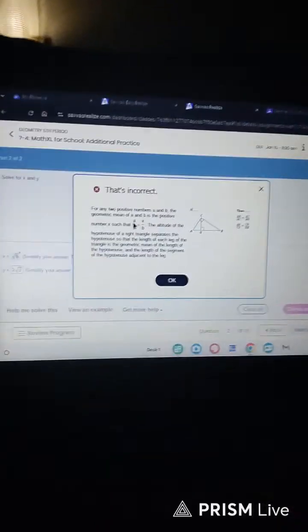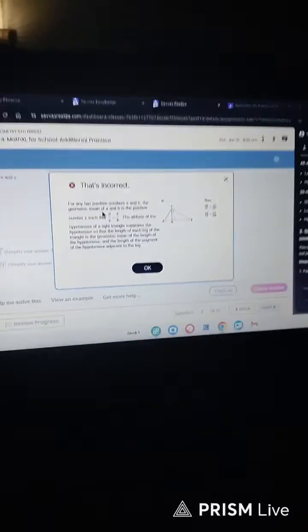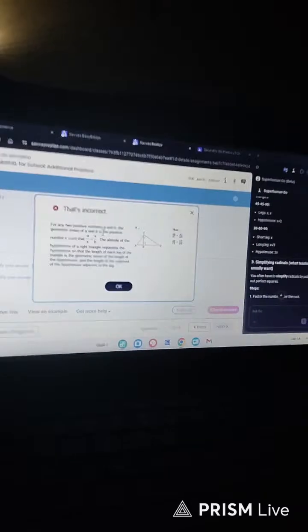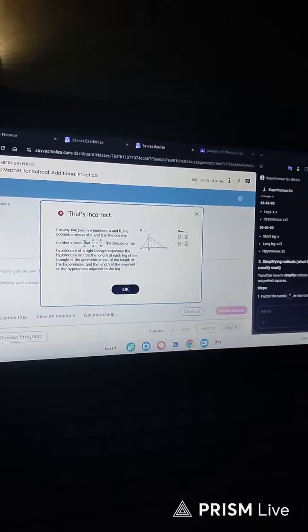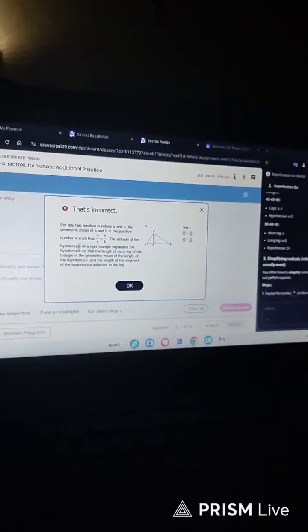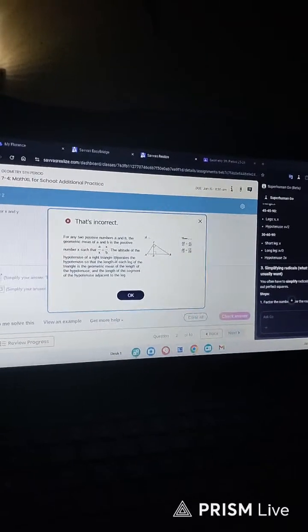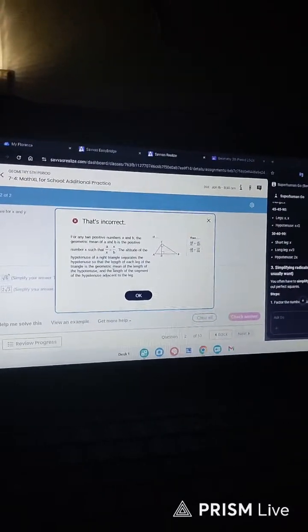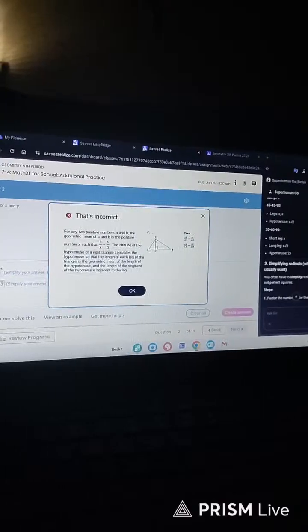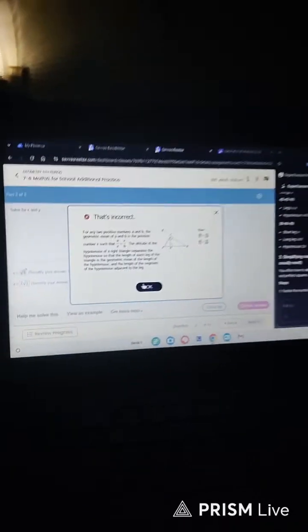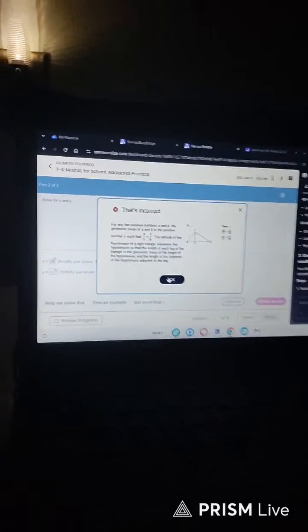It's not. For any two positive numbers A and B, the geometric mean of A and B is the positive x such that A over x equals x over B. The altitude to the hypotenuse of a right triangle separates the hypotenuse so that the length of each leg of the triangle is the geometric mean of the length of the hypotenuse and the length of the segment of the hypotenuse adjacent to the leg. I don't understand what that means.